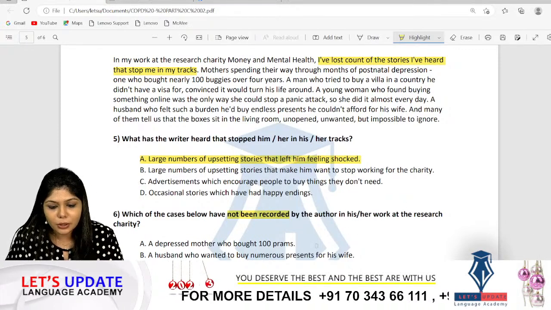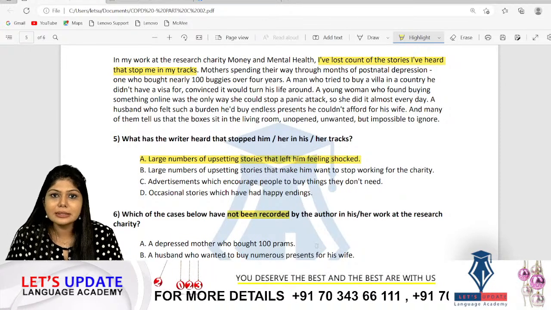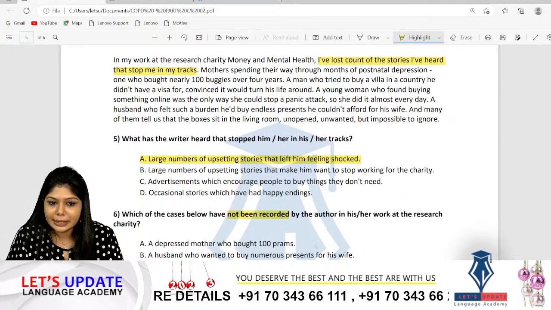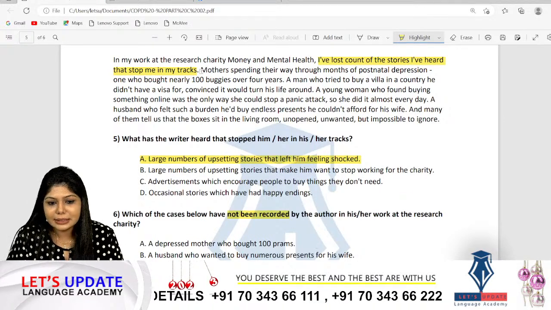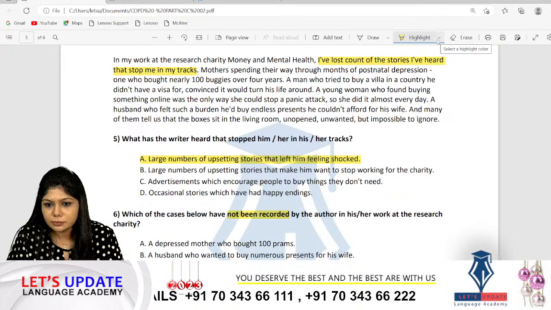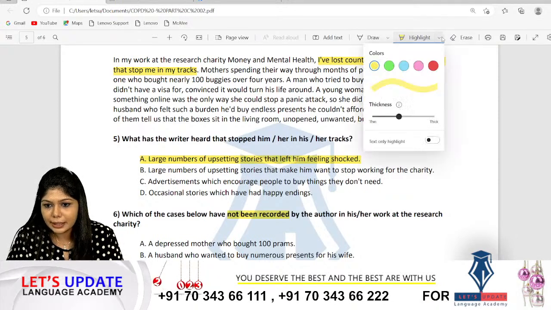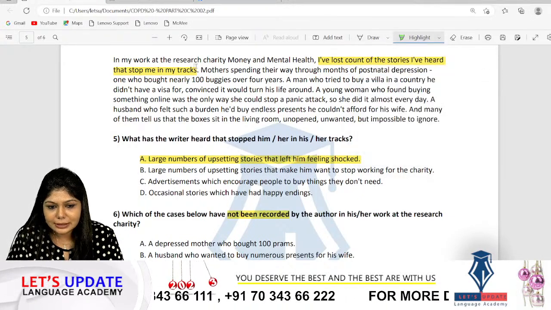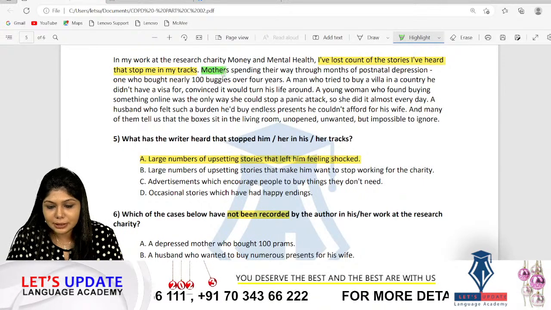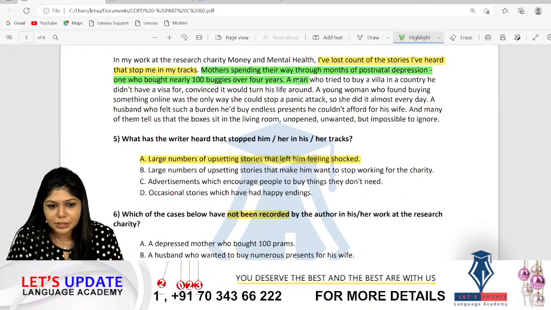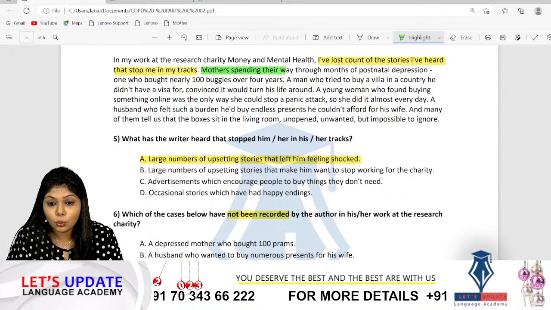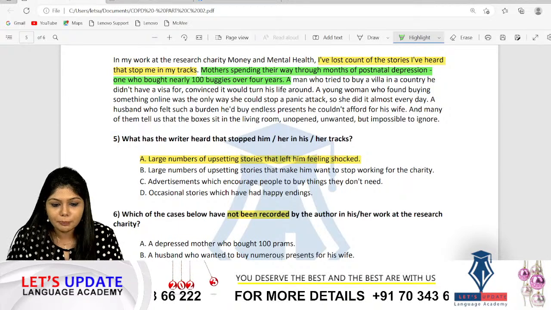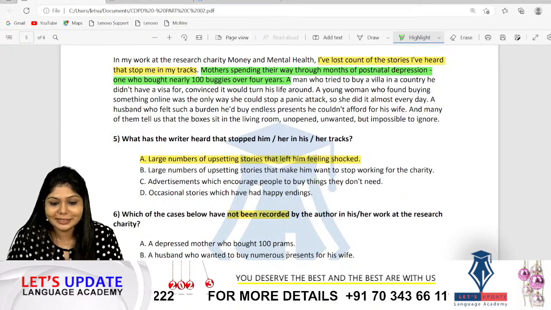A: a depressed mother who bought 100 prams. Is the paragraph describing something about it? Yes, it is. I'll highlight the information in another color so that you can know the answer. Mothers spending their way through months of postnatal depression, one who bought nearly 100 buggies over 4 years. 100 buggies means prams. So option A is very much there in the paragraph.